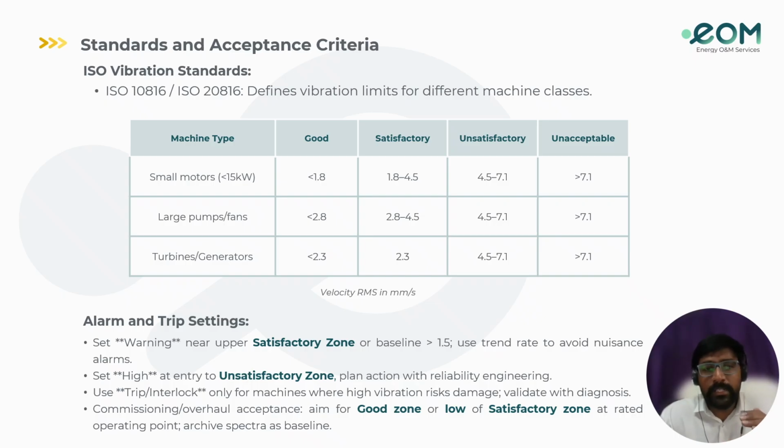So with respect to these values, segregating our equipment according to small or large machinery, we then need to set the alarms according to the satisfactory and unsatisfactory zones. The satisfactory zone is for setting the warnings, and the unsatisfactory zone is for the high set point alarm. Then we need to set the trip or interlock according to the machine and the analysis done. So overall, vibration analysis is both an art and science.